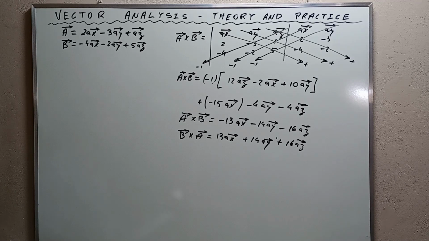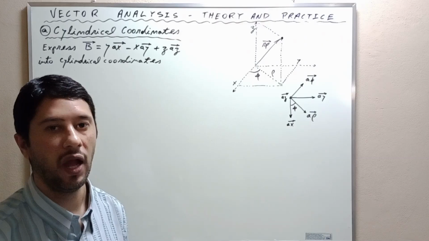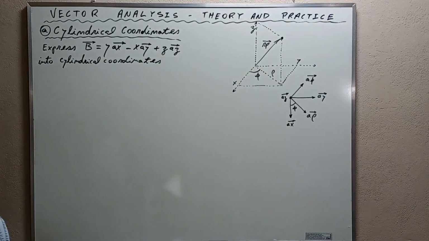Now let's consider the conversion from Cartesian to cylindrical and spherical coordinates. Let's understand the conversion from Cartesian to cylindrical coordinates by means of an example. Example number 4. Transform the vector b, y in the x direction minus x in the y direction plus z in the z direction into cylindrical coordinates. Okay, my friends, this is the question. Let's go to the solution.